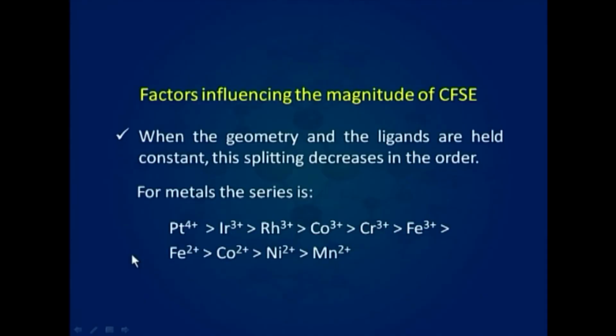If we summarize the factors affecting crystal field stabilization energy, we can say that the magnitude of delta O depends on both the metal ion and the attached ligands. When the geometry and the ligands are held constant, this splitting decreases in the order Pt4+, Ir3+, Rh3+, Co3+, Cr3+, Fe3+, Fe2+, Co2+, Ni2+, Mn2+.